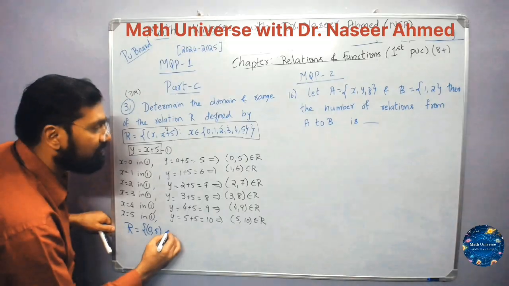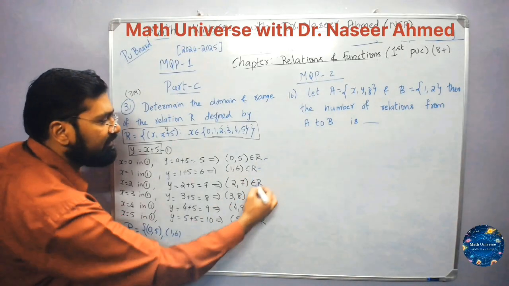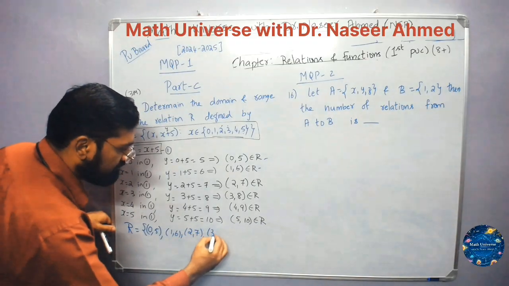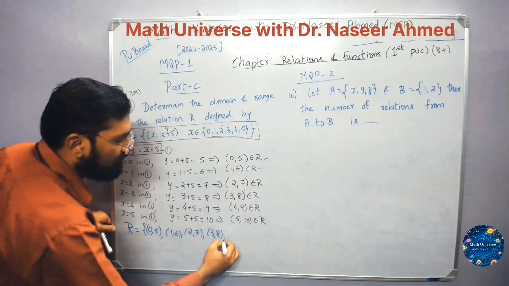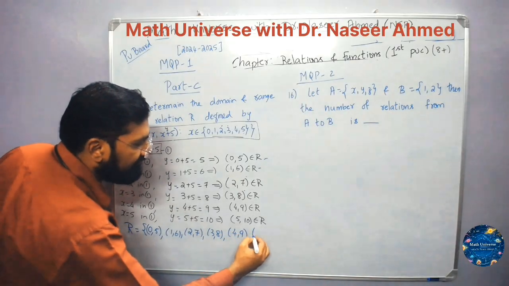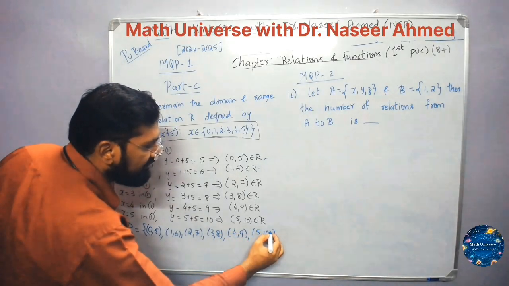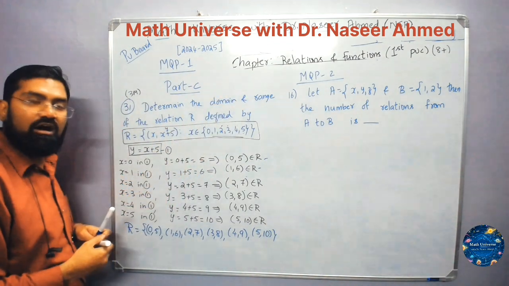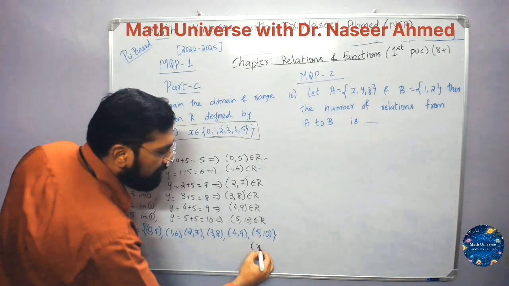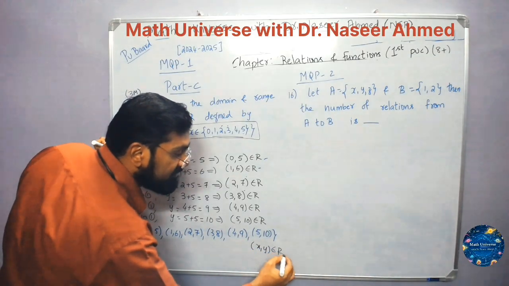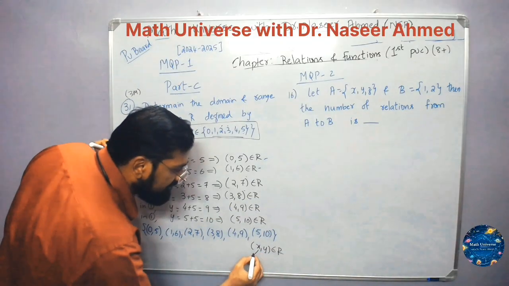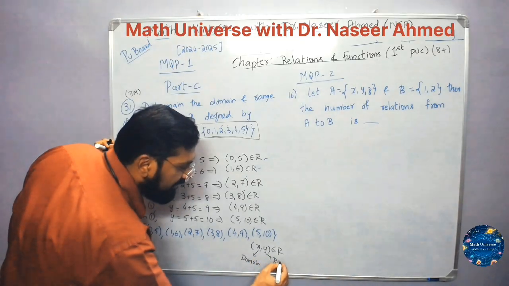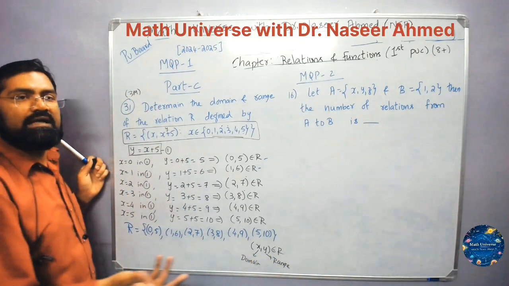So let us first write down 0 comma 5, then 1 comma 6, then 2 comma 7, 3 comma 8, then 4 comma 9, and lastly 5 comma 10. This is our relation R. Now we have to comment on domain and range. Don't forget, already we discussed, whenever you have any ordered pair and if it is present in R, that's important. First it should be present in R, then the first element will give you domain and the second element will give you range. Coming to codomain, entire second set B.